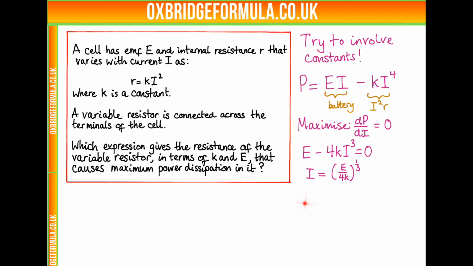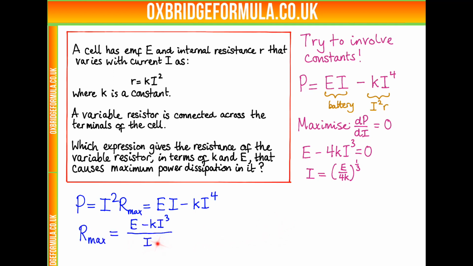Then how can we relate the power to the resistance of the variable resistor? Well, this is P equals I squared times R max equals EI minus K I to the 4. This involves the current that we have just now deduced. So to get R max, we divide by I squared, so we can take a factor of I out, and then we get E minus K I cubed over I.